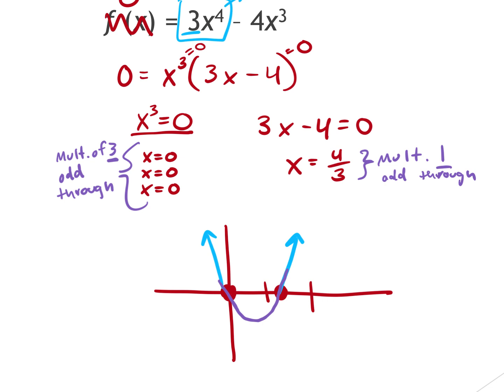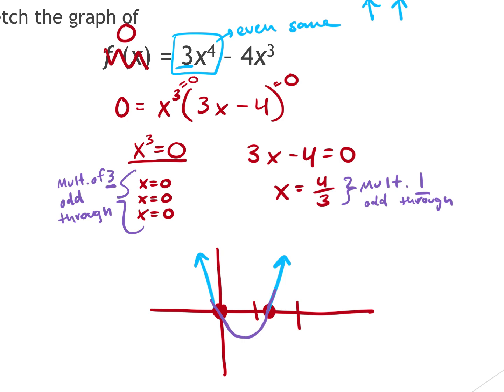Now to get a better idea of how your graph looks in between this, you can plug in numbers between 0 and 4/3 if you want. Plug in 1. See what your graph does, how low it would go. So this isn't an exact graph, but it is about what our graph would look like.